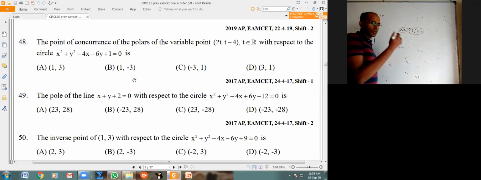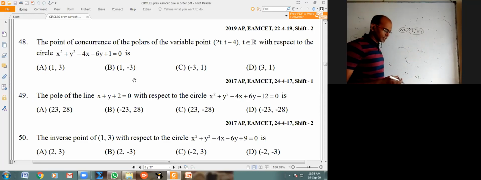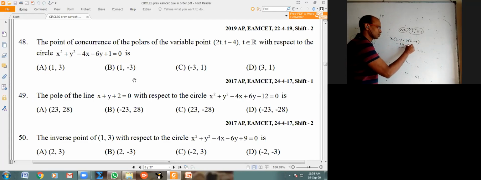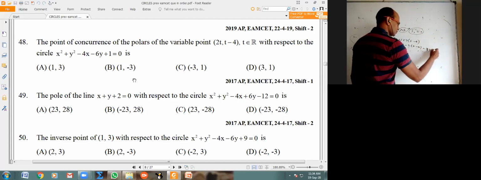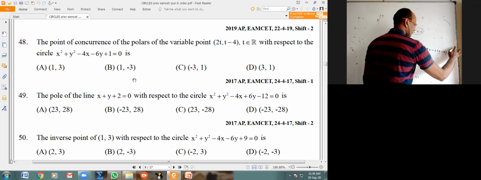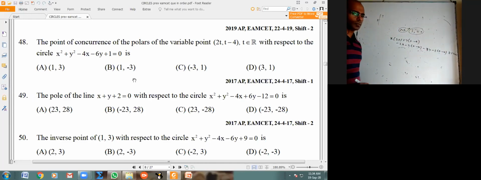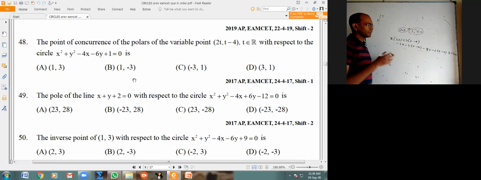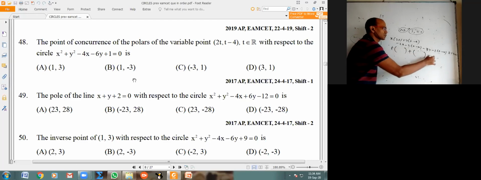You can do S1 equal to 0, and without the options also you can make it out. How? What will S1 equal to 0 be? X into 2t, y into t minus 4, minus 2x, minus 2 into t minus 4, minus 3y, minus 3 into t minus 4, plus 1 equal to 0. Now, when you expand this, wherever t is there, you separate. You'll get t into some line equation, plus some other line equation.